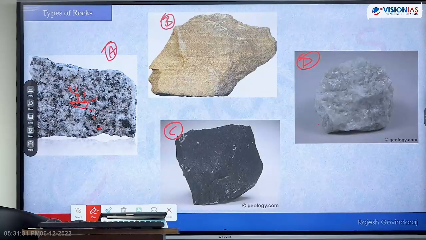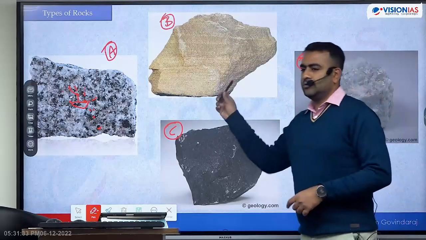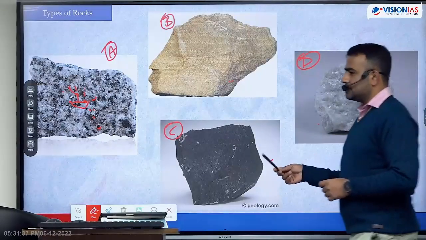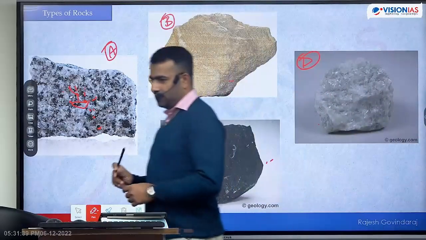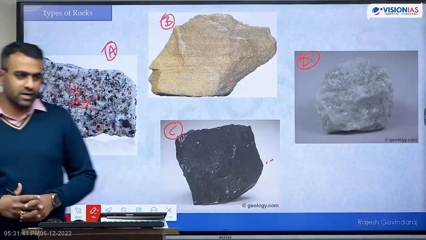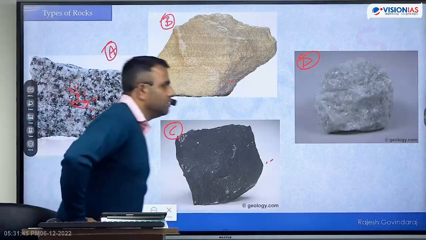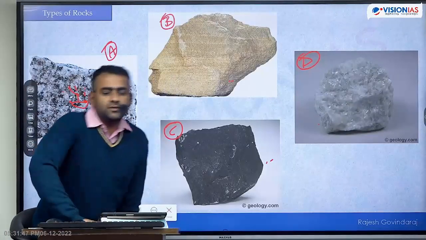And B is sandstone, right? It is a sedimentary rock. And C is basalt. You can see the dark color, basaltic rock, right? So is that clear? Any doubts here?